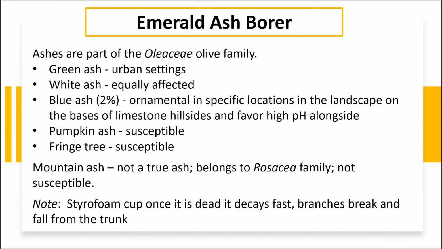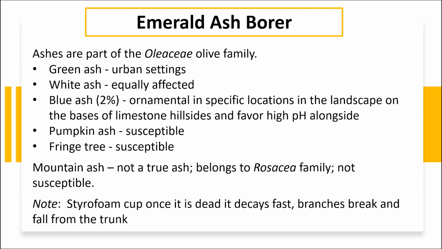Ashes are part of the Oleaceae family. It's the olive family. So the green ash we generally see in urban settings. The white ash is also around, and that is equally affected. There is such a thing as a blue ash. There's only about 2% in our state of blue ashes. They're really an ornamental type of tree, and they're only in very specific locations that require limestone hillsides, and they have a high pH that they really like to see. Then we also have the pumpkin ash, and that one is also susceptible. So these are the ones that are predominantly in our state.